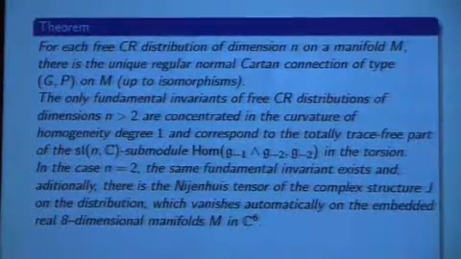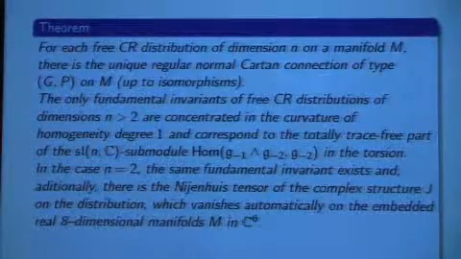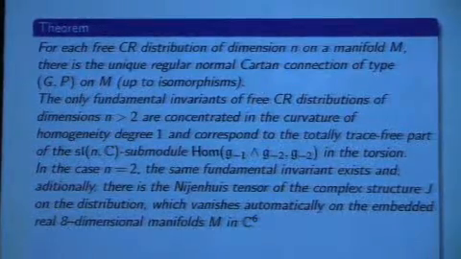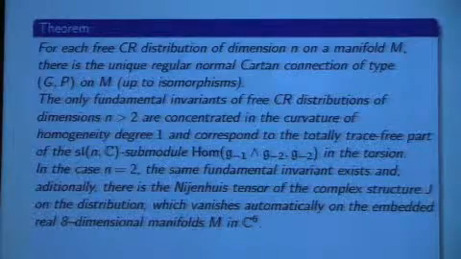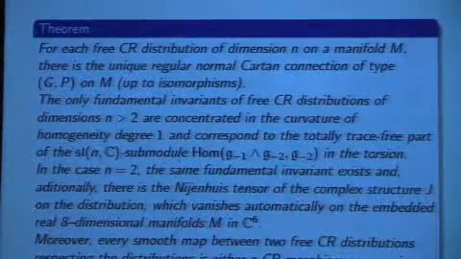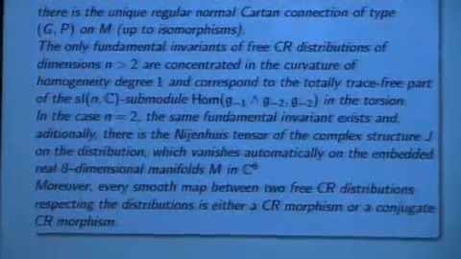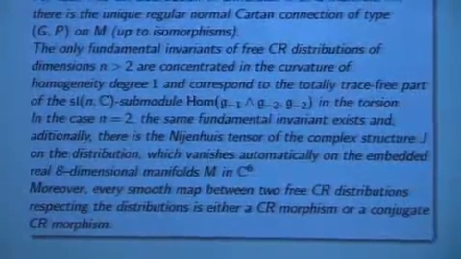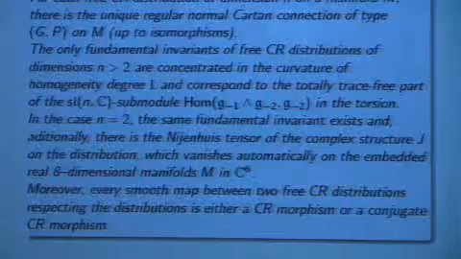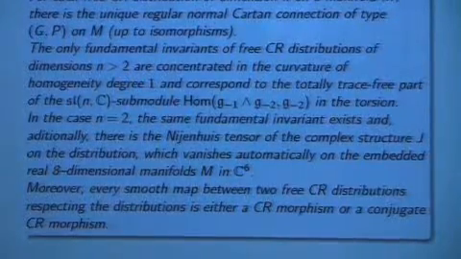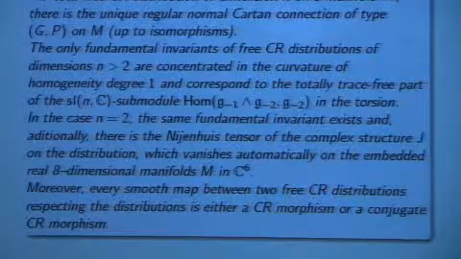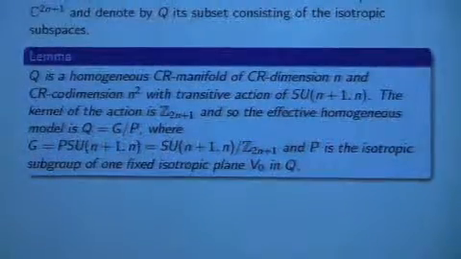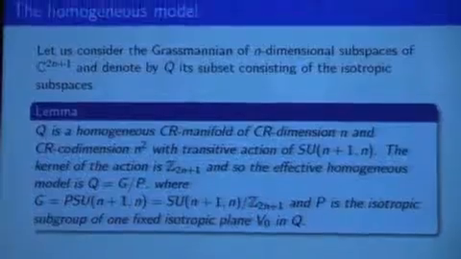And the other one is the Nijenhuis tensor of the complex structure J. So this vanishes for the integrable case anyhow. So that's for the 8-dimensional manifolds in C6. And moreover, just out of the general theory, you see immediately that every smooth map between two free CR distributions which respects the distribution is automatically either a CR morphism or a conjugate CR morphism. That's the general result. So what is the homogeneous model now?